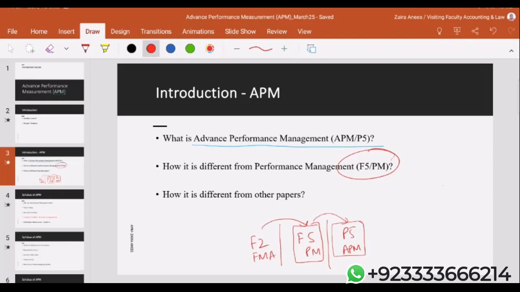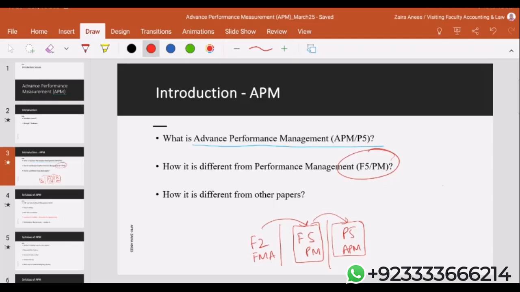I mean, for example, there can be some ethical issues, there can be some labor related issues, there will be some macroeconomic factors probably, along with some calculations. So the way of asking the question is quite broad in advanced performance management as compared with F5.